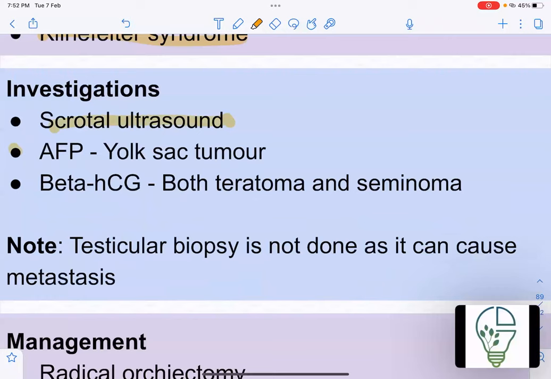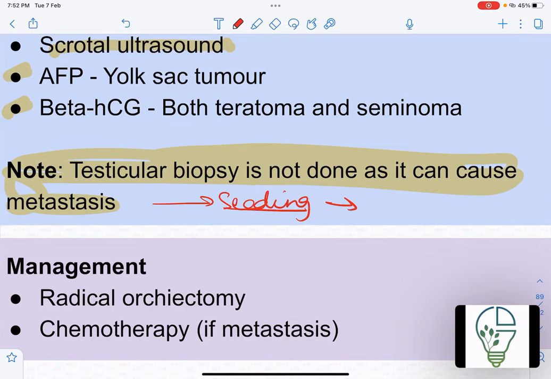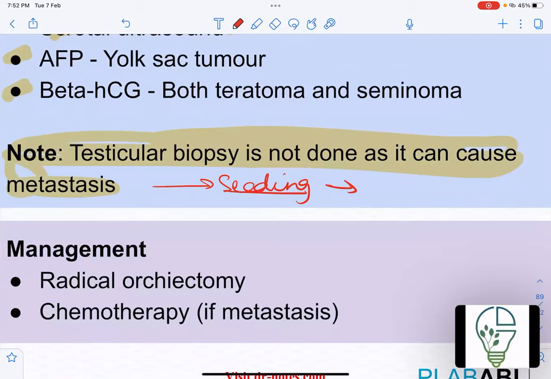And the testicular biopsy is not done because this is actually a very, very important point. You never ever do a biopsy for the testes. Why? Because you can actually cause seeding. Seeding is basically when we do a biopsy and when we're removing the needle, the cells can travel through the bloodstream, through anything, and cause mets. So you never do a biopsy for the testes. Management is radical orchidectomy and chemotherapy itself.